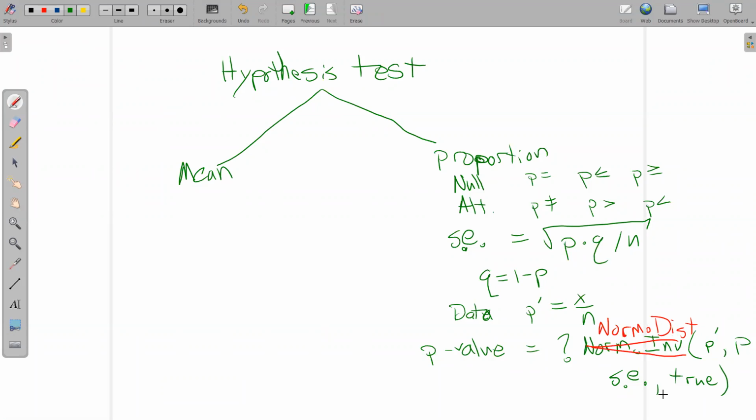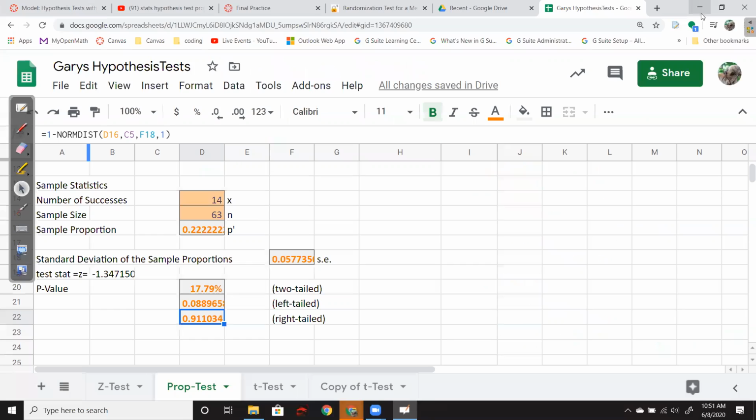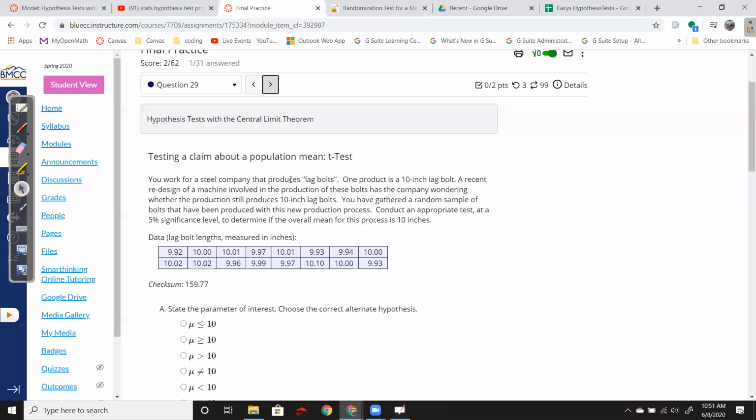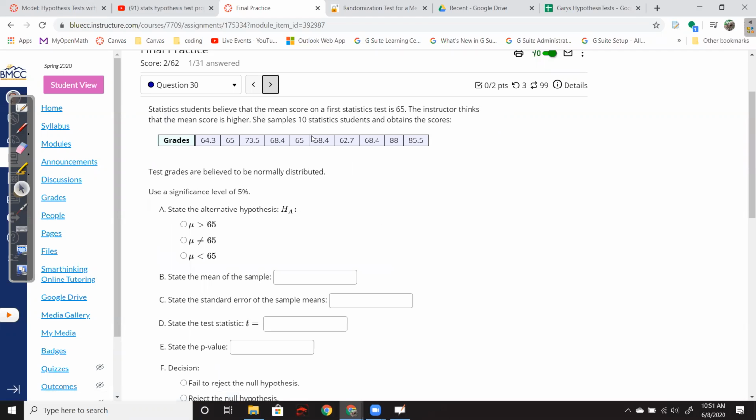And again, that's in the spreadsheet. All right, so that's kind of the setup there. The other problems that you asked about here, 29 and 30, give us a mean. So here they're talking about the average length of a lag bolt, and it talks about means and averages. And the next one talks about the mean score on a first statistics test. And so there's some debate over what is it? Is it 65? Is it bigger? Is it less?